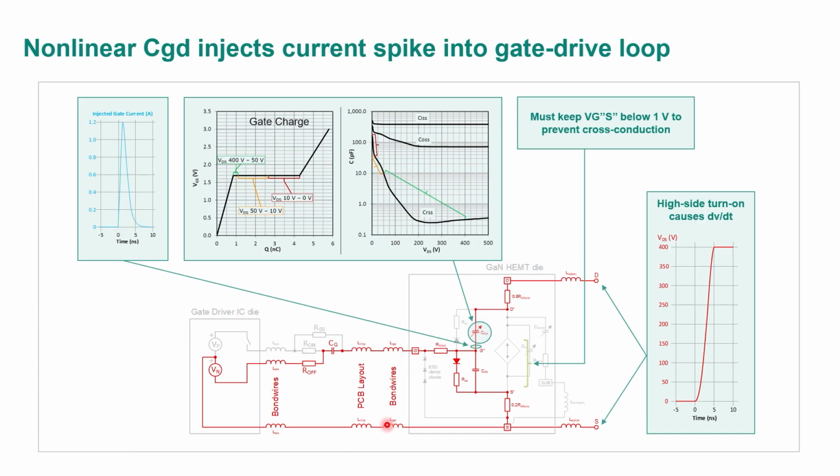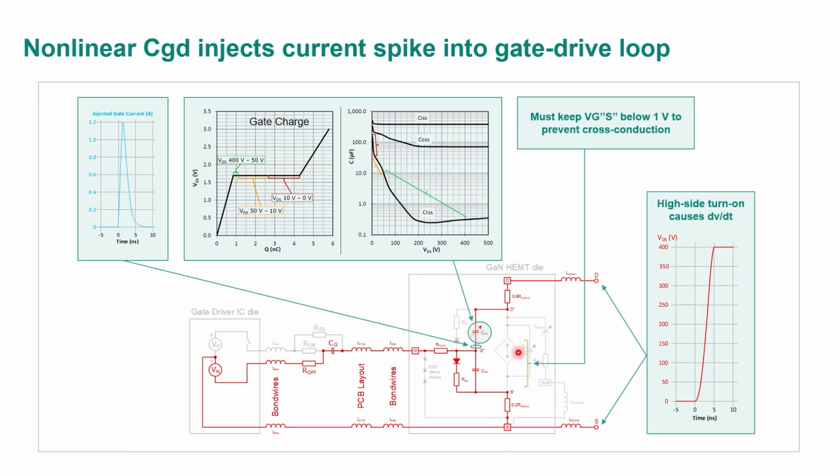My gate drive circuit needs to keep the voltage here below a volt, despite the fact that I'm injecting this narrow, really difficult current spike. So I need to have a very low impedance gate drive circuit and be able to manage that VGS. Otherwise, this will partially turn on and I'll have this shoot-through adding to the current that the opposite device sees that's trying to turn on.